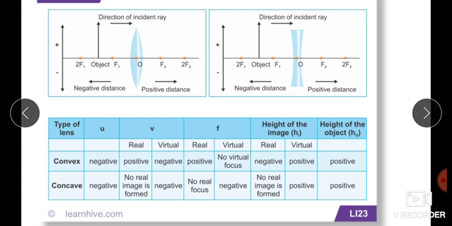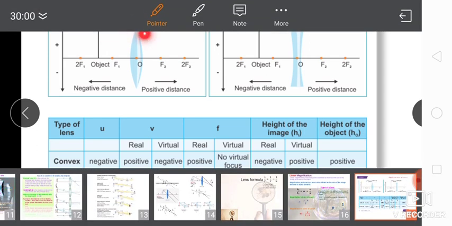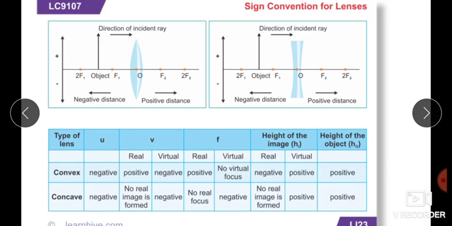Suppose this is the object, and the rays are falling like this. Now the distance is measured. Suppose we want to measure the distance of an object. Here is the object. The distance is measured from the optic center to this object, which is opposite to the ray of incidence. So the incident ray, this is opposite. Hence those distances which are opposite to the incident ray are taken as negative. Those distances which are measured in the same direction of the incident ray are positive.